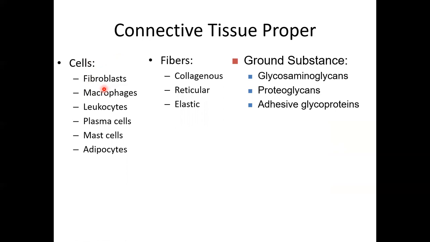Now that suffix there, blast, is a cell that's secreting the extracellular matrix. So fibroblasts, for our purposes, are making more connective tissue proper. Macrophages, leukocytes, plasma cells, and mast cells are all part of your immune system, and that's often associated with some of these connective tissues. Adipocytes are fat cells. Now, there are different types of protein fibers. There are collagen fibers. Some organs will have reticular fibers, and some tissues will have elastic fibers. It's a sort of gel that's made up of these protein-carbohydrate blends that we see over here.